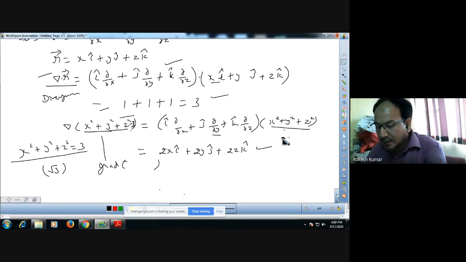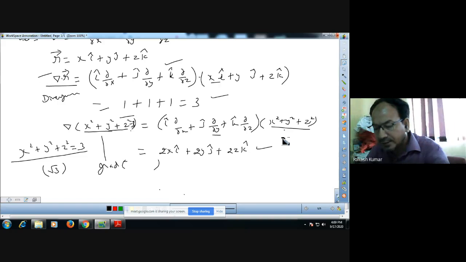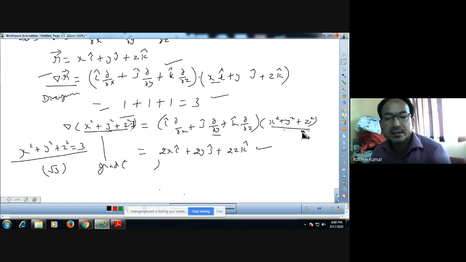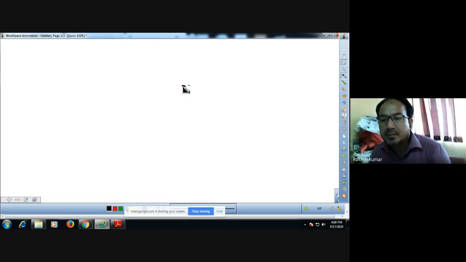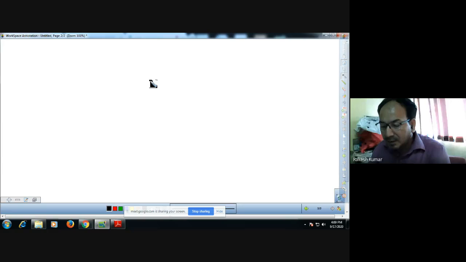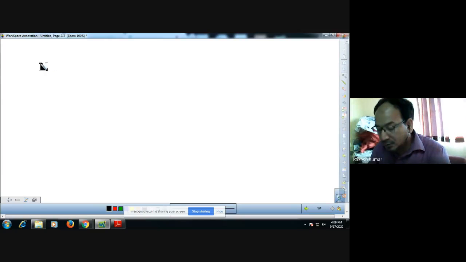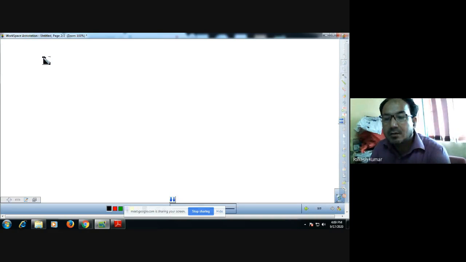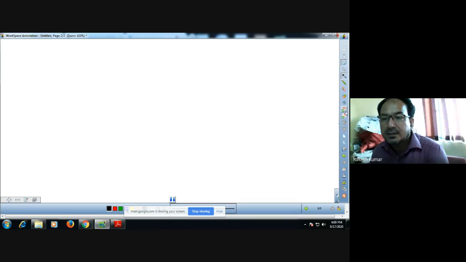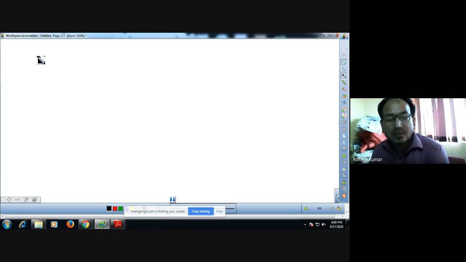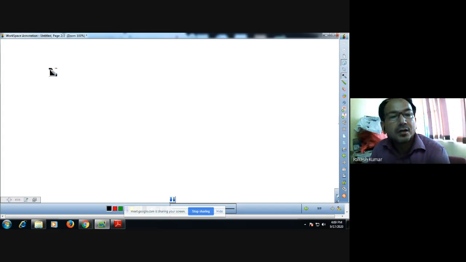So let us continue with the directional derivative and a unit vector. These are the important terms we have. And the first question is to find out the unit vector.